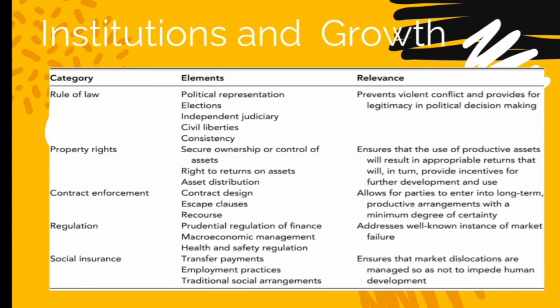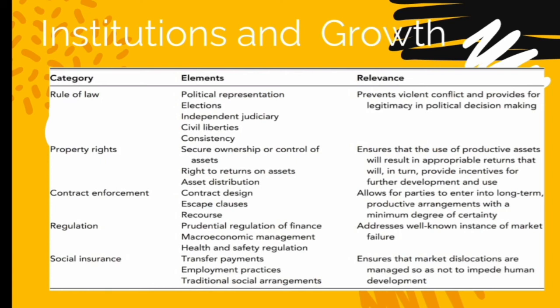Moving to the next slide, there is institutions and growth. For the first category, there is rule of law. The elements include political representation, elections and an independent judiciary, civil liberties and consistency. The rule of law helps to prevent violent conflict and provides legitimacy in political decision making. Because conflict, either internal or external, involves productive asset destruction and is not good for growth, the rule of law is clearly relevant.